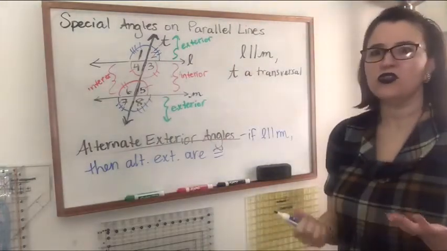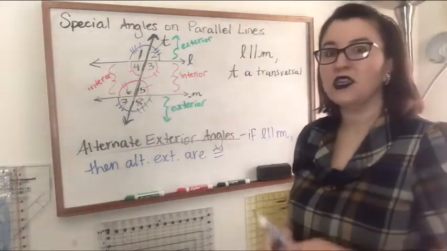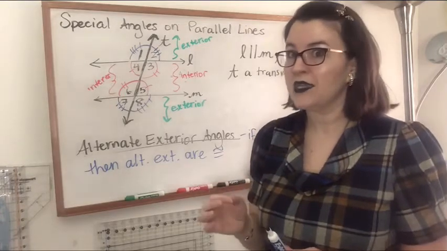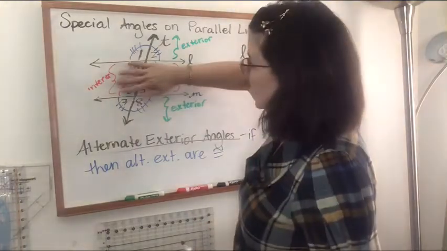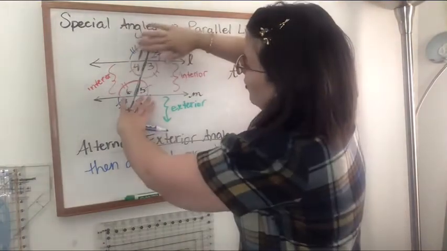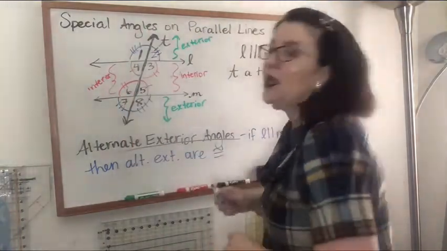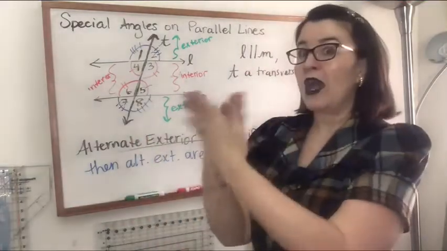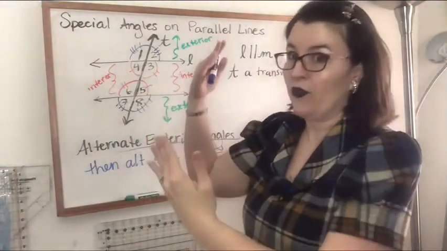Now, here's the trick. I just showed you all sorts of congruence in here, but we have more relationships. So alternate interior, alternate exterior. Interior, always inside the two parallels. Exterior, always outside the two parallels. Alternate is always across the transversal, but not directly next to. They have to be diagonal from each other.